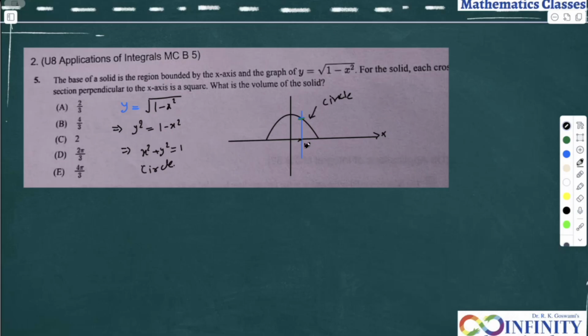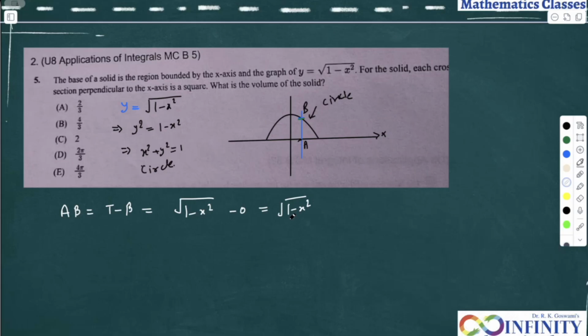Let me consider this to be A, this to be B there. So in order to get the area of the square, I need the length there. So what will be the length AB? It is simply the top minus bottom because it is a vertical curve. The top value of y is going to be square root of 1 minus x square. The bottom value of y, the x-axis, is nothing but y equals 0. So this is 1 minus x square. Any doubt?